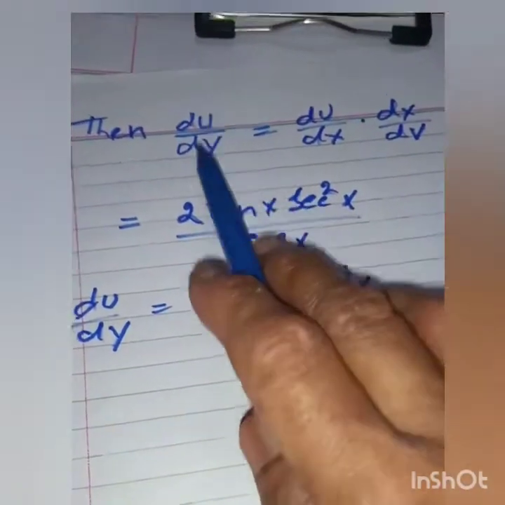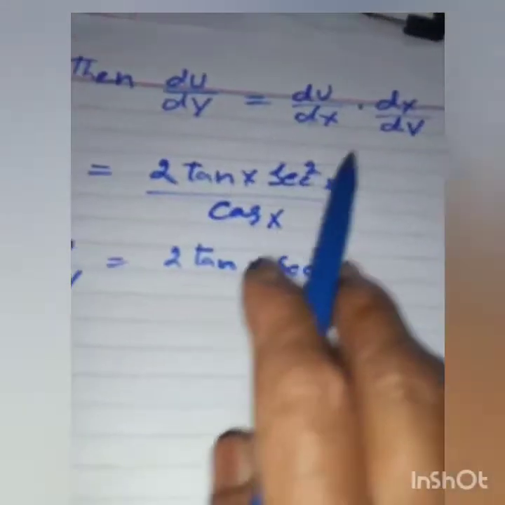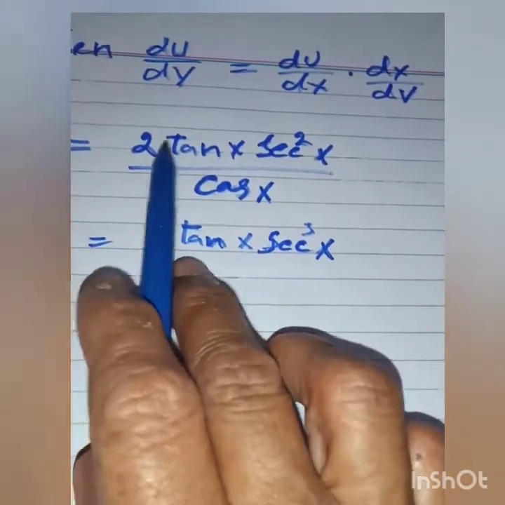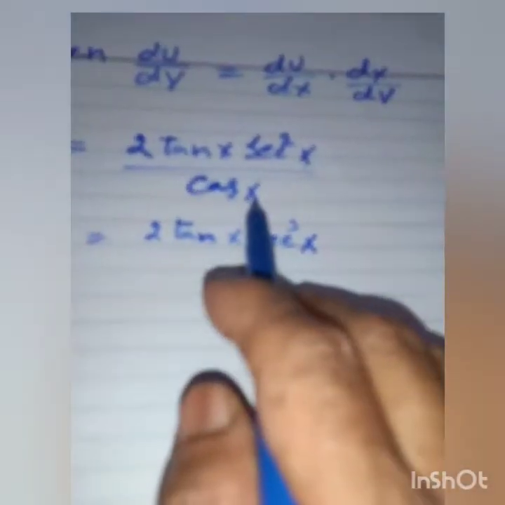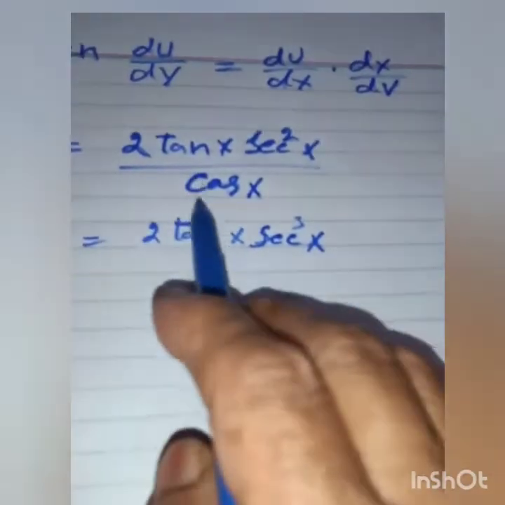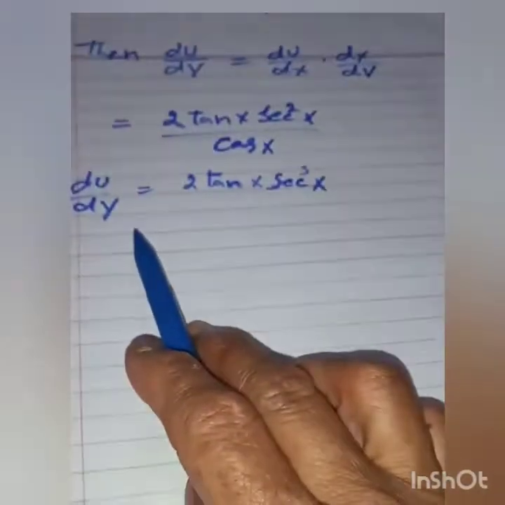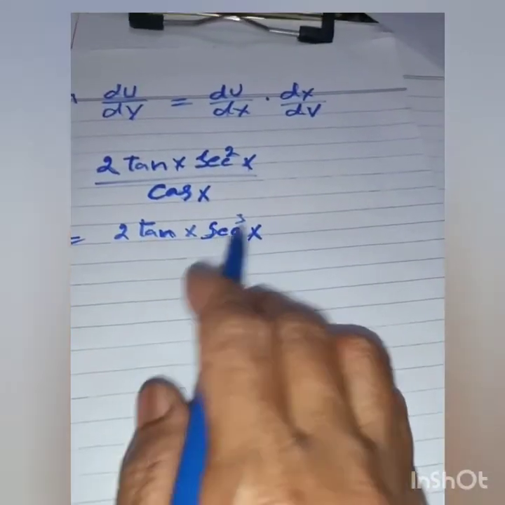Now we have to find du by dv. du by dv will be equal to du by dx into dx by dv. Now by putting the value, du by dx is equal to 2 times tangent x into secant square x, and dx by dv is equal to 1 by cos of x. Now our answer will be equal to 2 times tangent x. Here secant square x and 1 by cos of x is also secant x. So our answer will be du by dv, equal to 2 times tangent x into secant cube x.